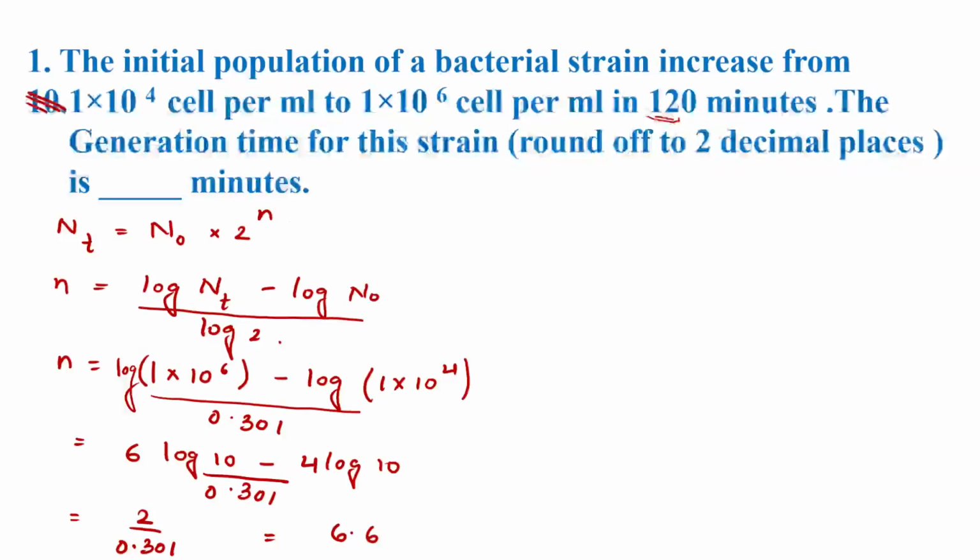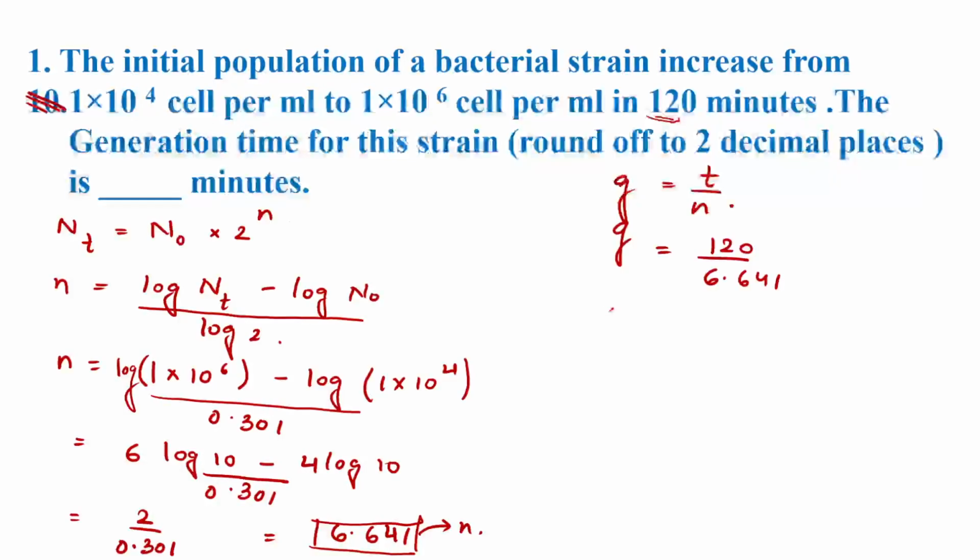Now this is the value of n we got. Now generation time is equal to time by n. So time has been given, that is 120 minutes, and we have to find the answer in minutes. So no need to convert it, that is 120 by n, that is 6.641. So G is equal to 18.06. So our answer will be 18.